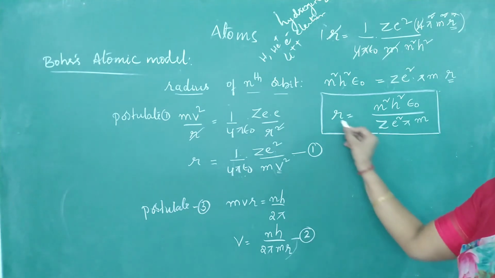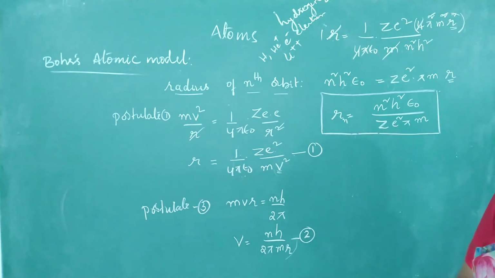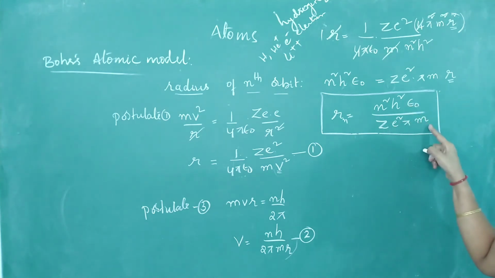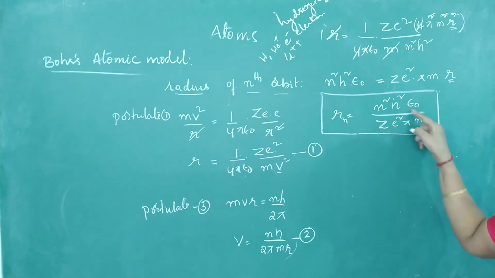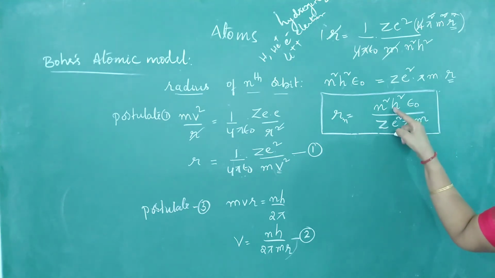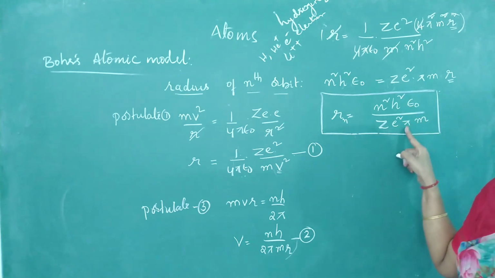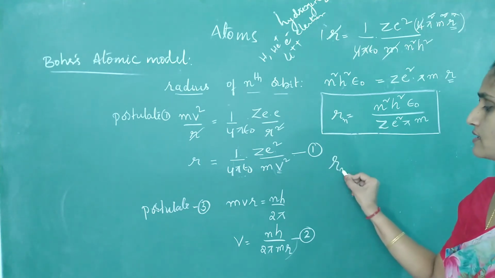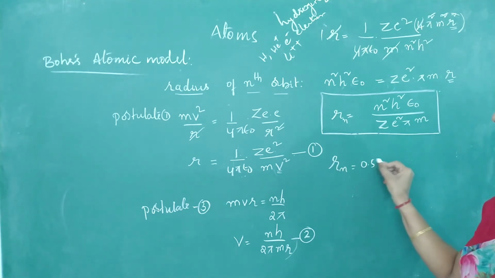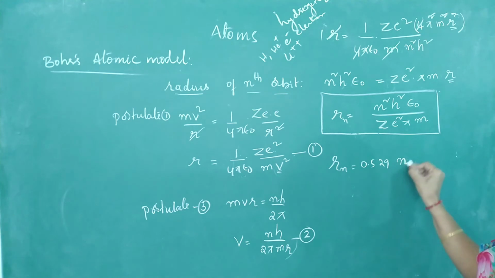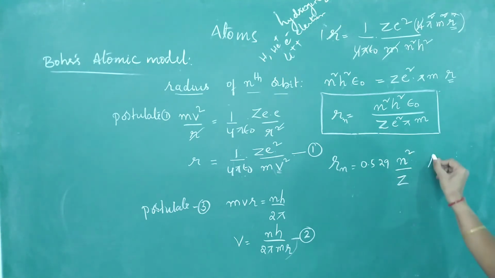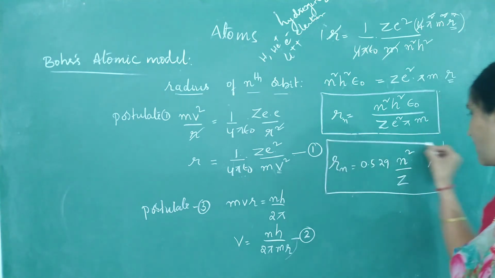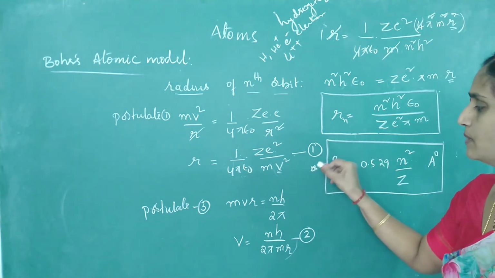So for such type of atoms, radius of nth orbit is n square h square epsilon naught by Ze square pi into m. We know mass of electron is constant, epsilon naught is constant, h is constant, e square is constant, pi also is constant. So when you put all the constants, we get the radius as 0.529 n square by Z in angstroms. So you need to remember this relation. For numericals this will be helpful.